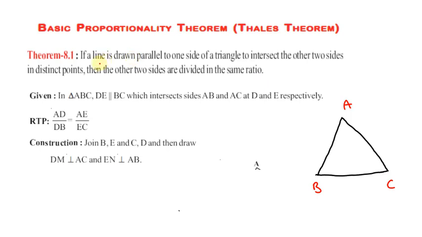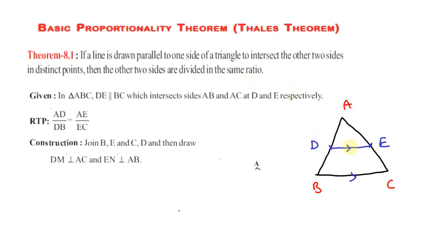Let me read the statement again. If a line is drawn parallel to one side of a triangle to intersect the other two sides, that means if we draw a line parallel to one side of a triangle, see here I have drawn a line DE which is parallel to one side of triangle ABC, that is BC. Then it intersects the other two sides at distinct points, that are D and E. Then the other two sides are divided in the same ratio.